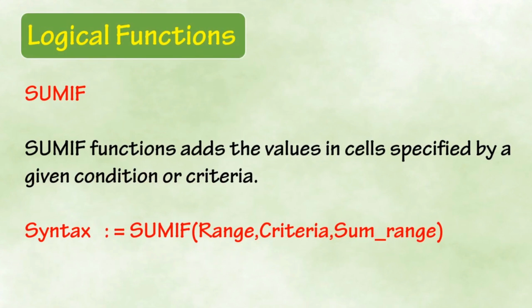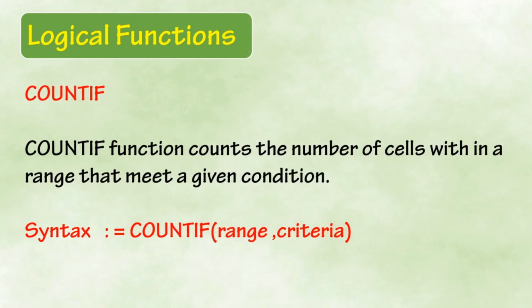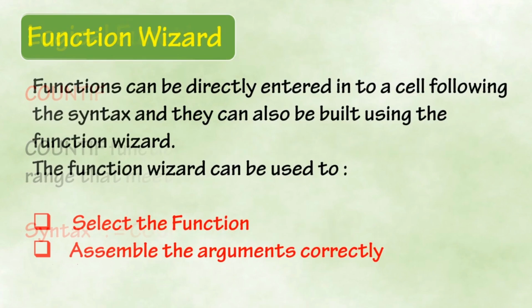Sum if. Sum if function adds the values in cells specified by a given condition or criteria. Count if. Count if function counts the number of cells within a range that meet a given condition. Function wizard. Functions can be directly entered into a cell following the syntax, and they can also be built using the function wizard. The function wizard can be used to select the function and assemble the arguments correctly.